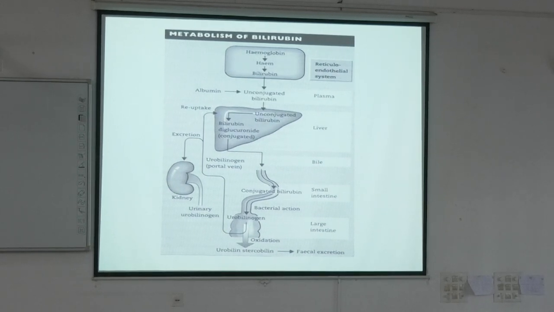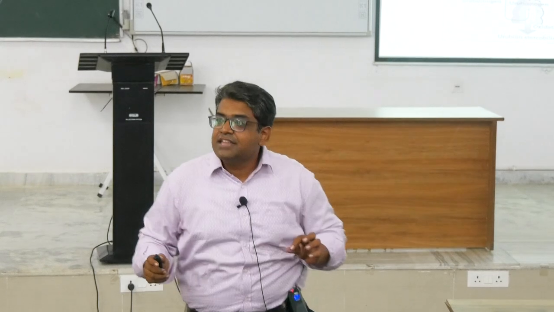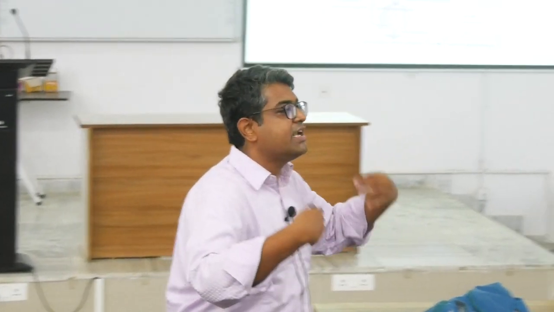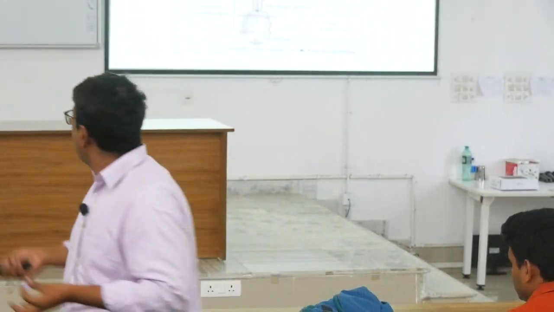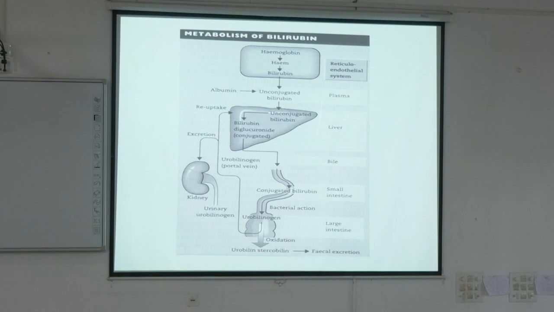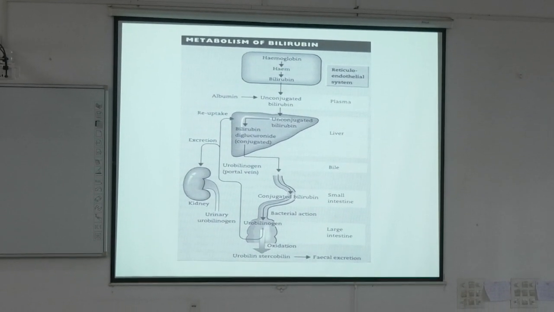In hepatocyte, what enzyme do you have? UDP glucuronide transferase. Okay, that is a conjugating enzyme, the universal conjugating enzyme. What will it do? It will convert unconjugated bilirubin into bilirubin monoglucuronide and bilirubin diglucuronide.